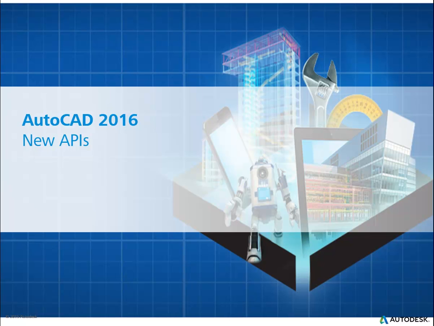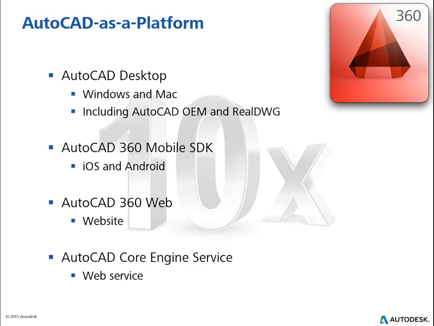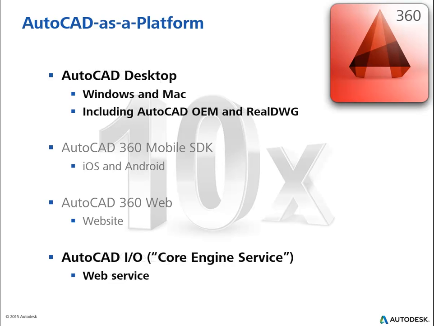Okay, now on the API side, let's see what's changing. Last year we talked about AutoCAD Desktop, AutoCAD 360 Mobile SDK, AutoCAD 360 Web, and AutoCAD Core Engine Services. So that's what was presented last year. We have two of those coming to production as a real product. So we have AutoCAD still on Windows and Mac, including AutoCAD OEM and RealDWG.